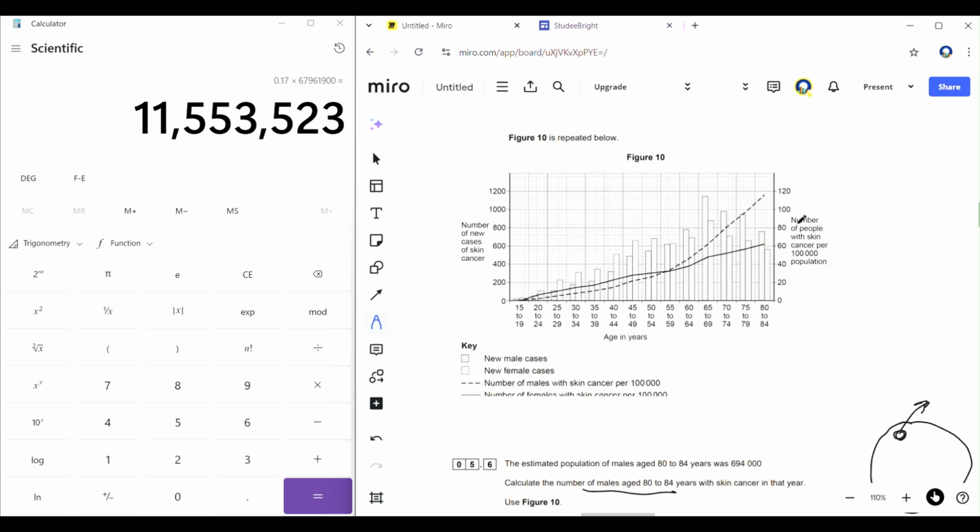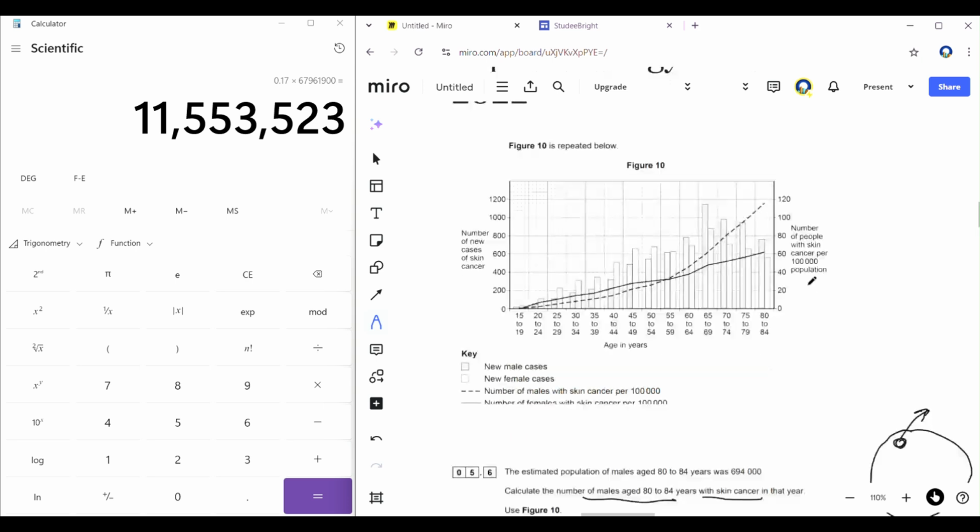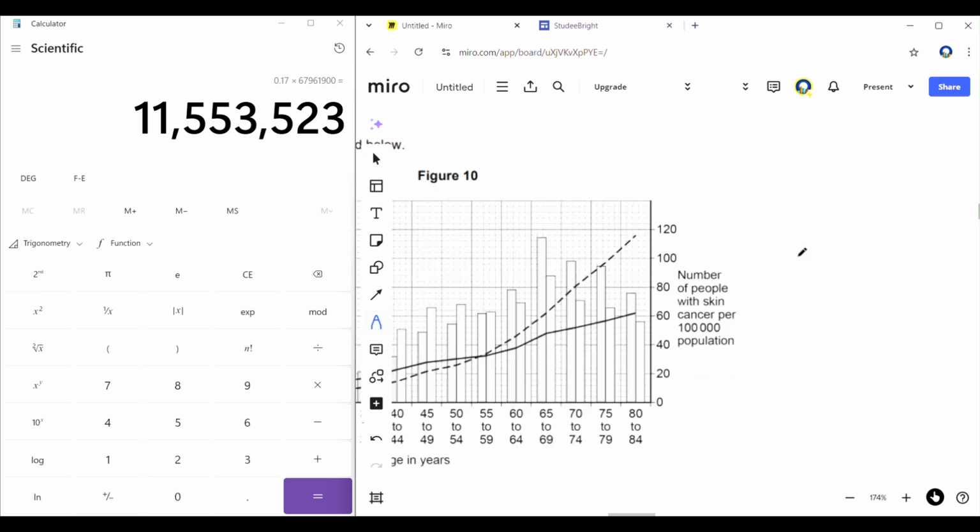So here you've got the values of the number of people. So you're not looking at this, you're looking at this, because this is the number of new cases of skin cancer. Don't be confused. This is the number of people with skin cancer per 100,000 population. So they're asking you with skin cancer in that year. So this is the one that you have to look at. So we go to the right and you just read off the graph.